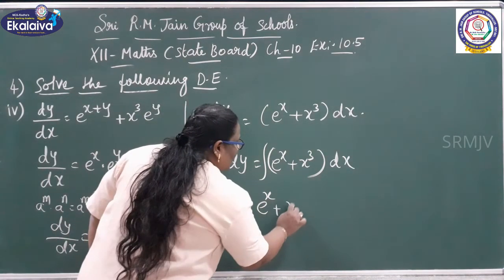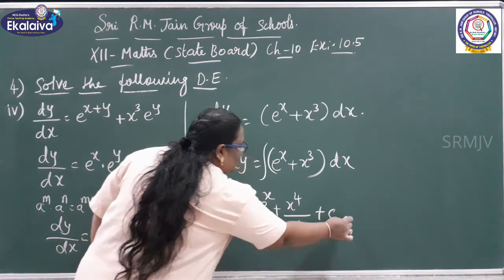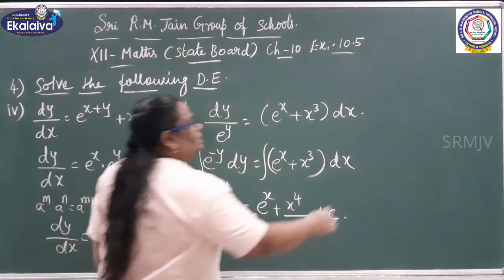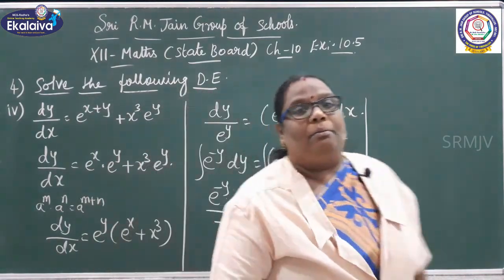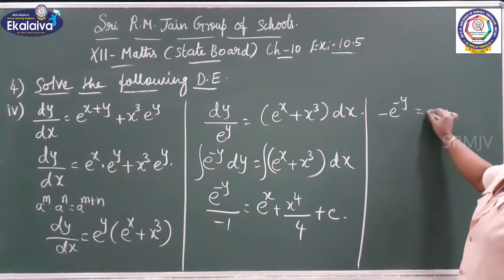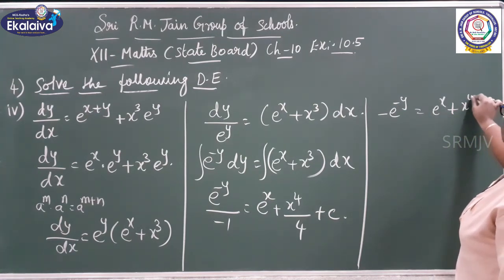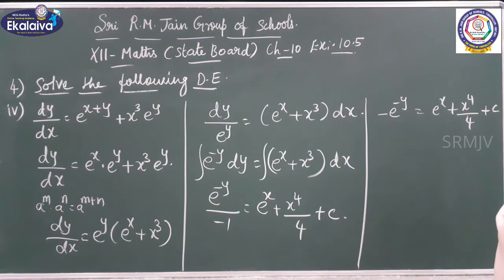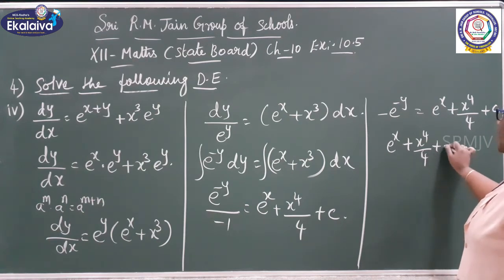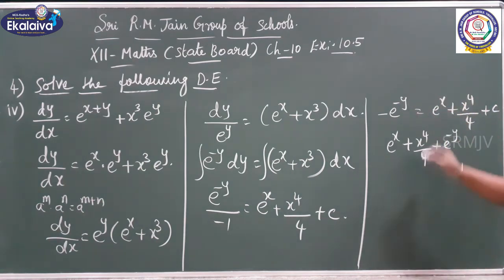Integration of x cube is x power 4 by 4 plus c. So minus e power minus y equal to e power x plus x power 4 by 4 plus c. E power x plus x power 4 by 4 plus e power minus y, you can interchange the value. E power minus y equal to minus c, but c is a constant. You can write it in any form.